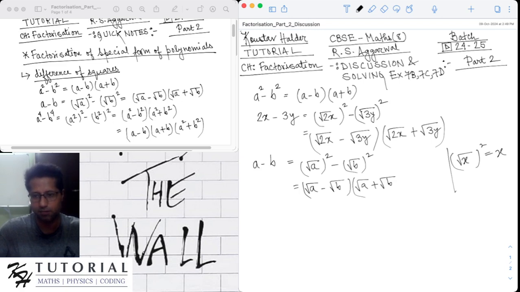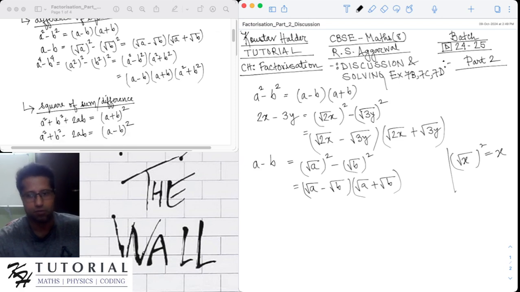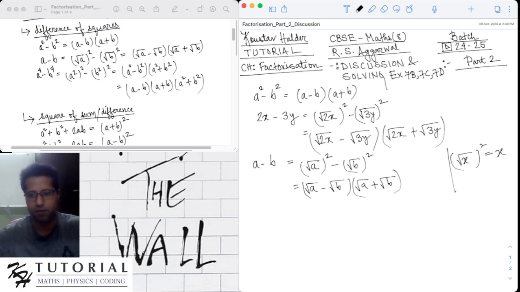So this is just to illustrate that you can apply the identity a square minus b square equals a minus b into a plus b not only for polynomials of the form a square minus b square, but also if you are given the difference of any two terms. Okay, now there are some examples in the quick notes. I will not discuss all of them. If you see the notes, you will understand them. It's pretty straightforward. So this was difference of squares.